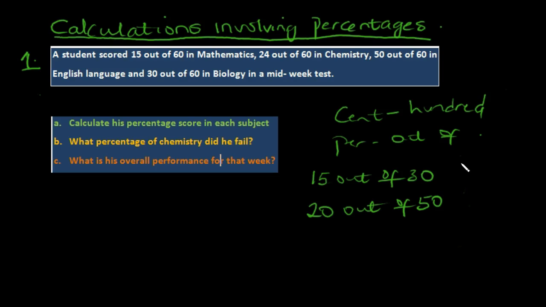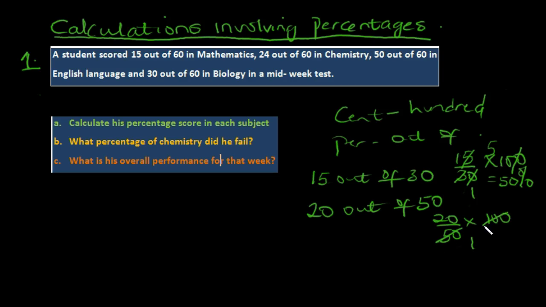Now 15 out of 30 is the same as 15 all over 30. Converting it to percentage, you multiply by 100. This cancels there. 3 goes here 1, in 5. So this person scored 50% in his test. This person scored 20 over 50 multiplied by 100. 50 goes here 1, 50 goes here 2. So this person scored 40%.